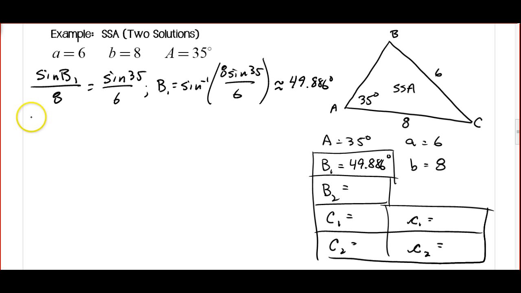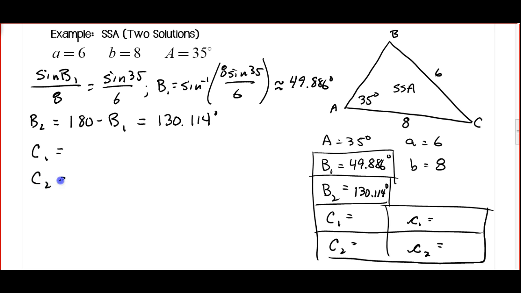And then again, I know that B2 is going to be the supplement of B1. It just happens to be angle B that we're finding first, but if we were able to find angle C, then C1 and C2 would be supplementary. So keep that in mind. So I've got 180 minus B1, which is going to be 130.114 degrees. So B1 and B2 are supplements.